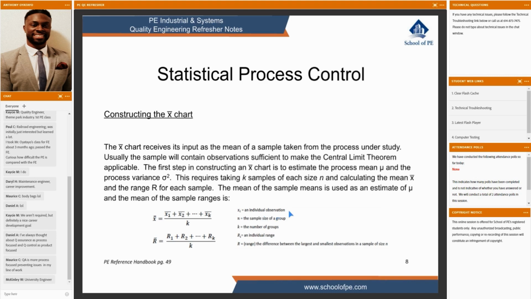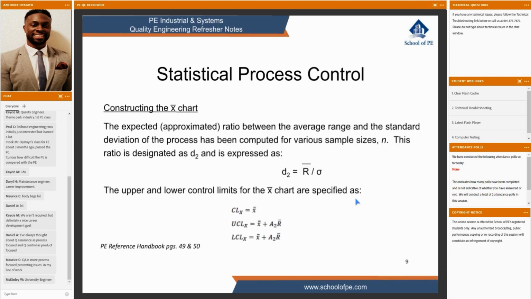So X is the individual observation, n is the sample size of a group. K refers to the number of groups. R is an individual range. And then Ri is the individual range, and R is just the difference between the largest and the smallest observation in a particular sample size. All right, so we're going to look at how we construct that.